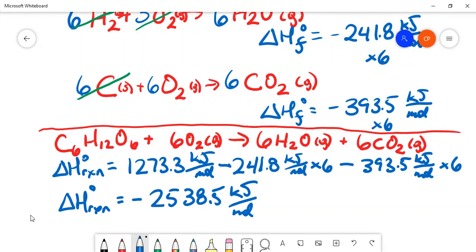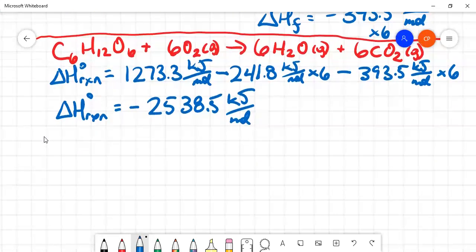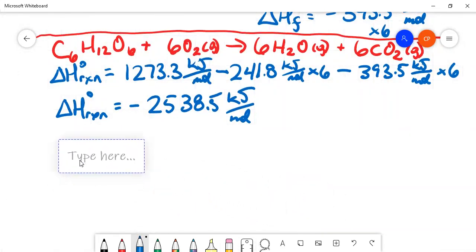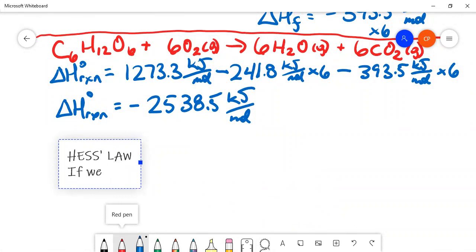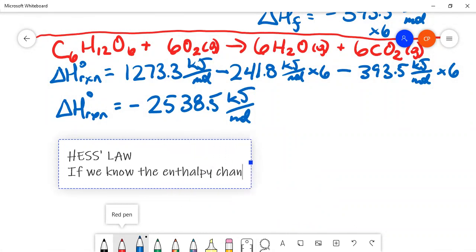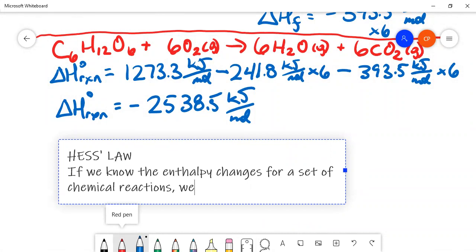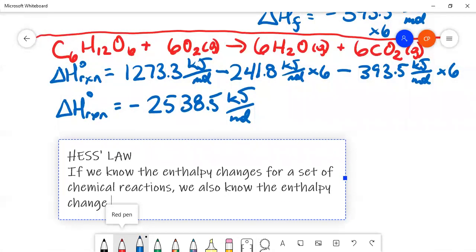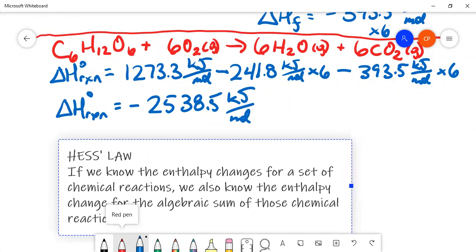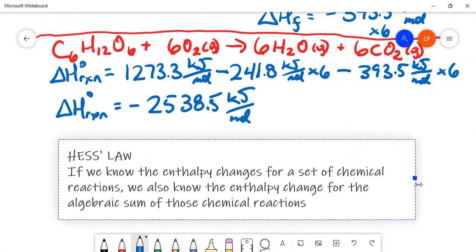There's actually a law of nature that's associated with this very break apart and put back together again, this algebraic deconstruction and reconstruction of reactants and products. And that law of nature is called Hess's law. I'll frame Hess's law like this.